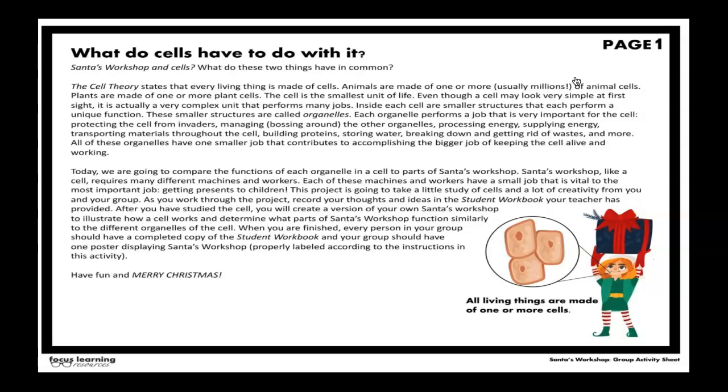The cell theory states that every living thing is made of cells. Animals are made of one or more, usually millions of animal cells. Plants are made of one or more plant cells. The cell is the smallest unit of life. And even though a cell may look very simple at first sight, it actually is very complex because it performs many jobs. Inside each cell are smaller structures that each perform a unique function. These smaller structures are called organelles.